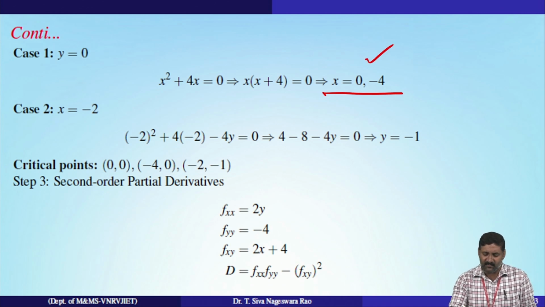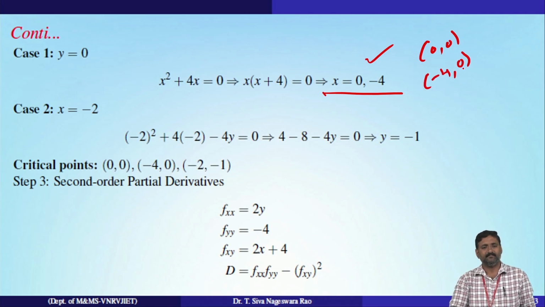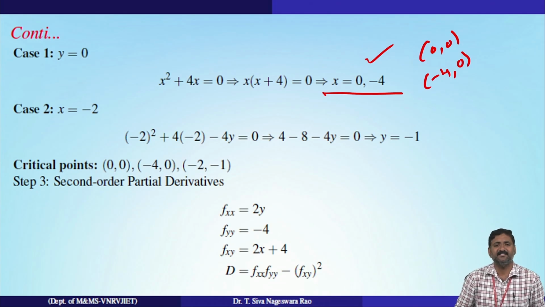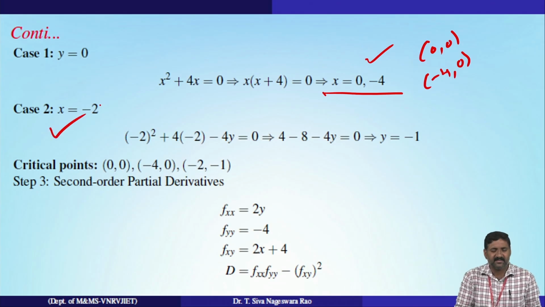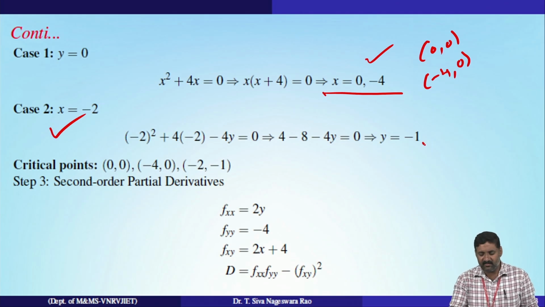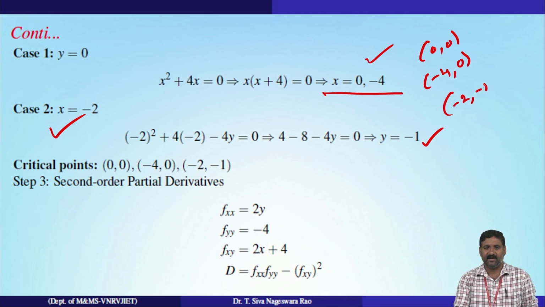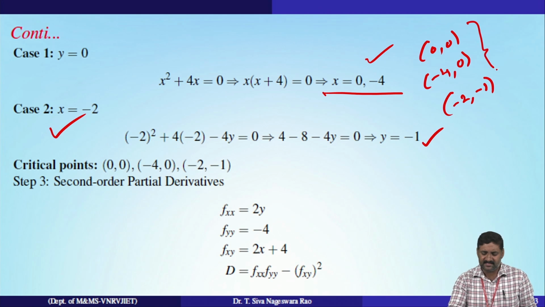So, what are the critical points? The critical points are (0, 0) and (minus 4, 0). This is corresponding to y is equal to 0. Now, corresponding to x is equal to minus 2, you will have y is equal to minus 1 by substituting x is equal to minus 2 into the second equation. Then what is the stationary point? (Minus 2, minus 1). So, these three are said to be critical points.